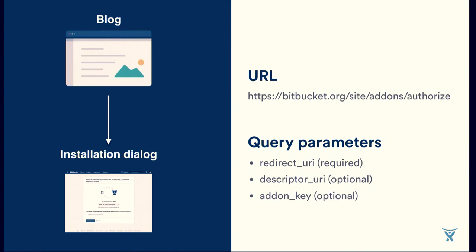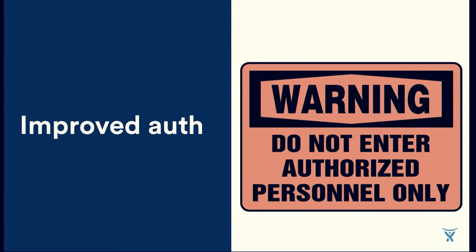How does it work? Well, you use that URL, you provide a redirect URI, and you provide one of the descriptor URI or an add-on key. That's it. It's very simple, and you can take the user directly from your blog or your ad buy to the install flow. The third improvement I'm going to talk about is improved auth.